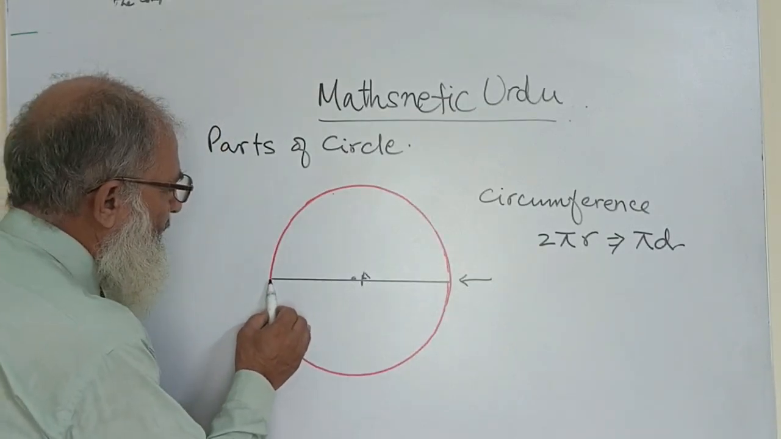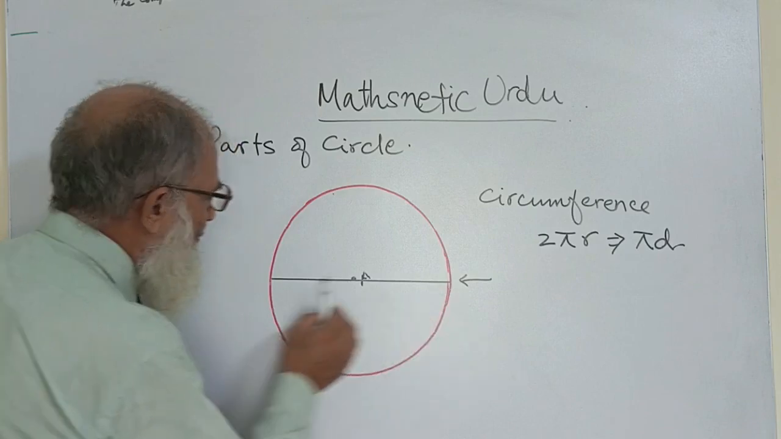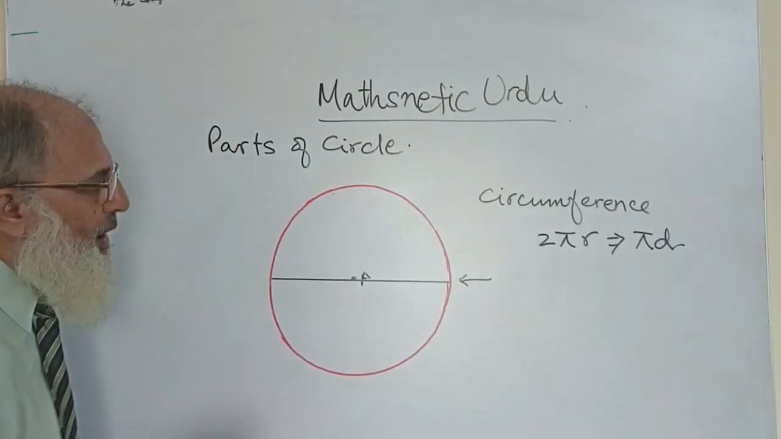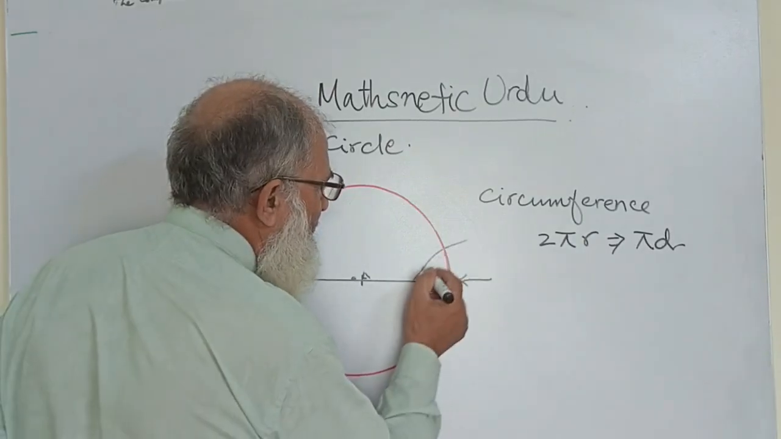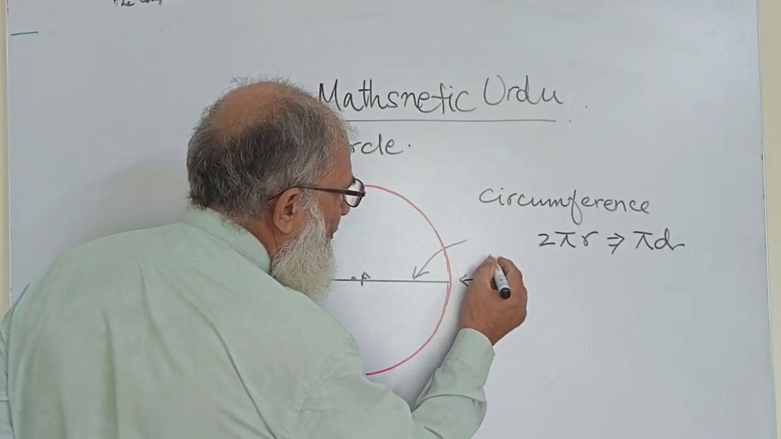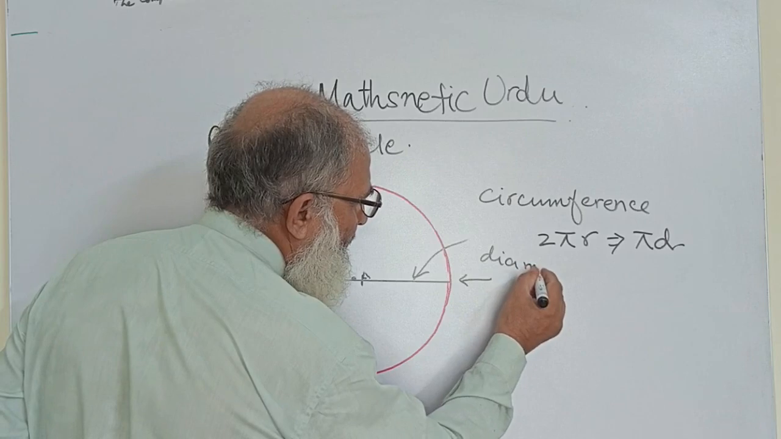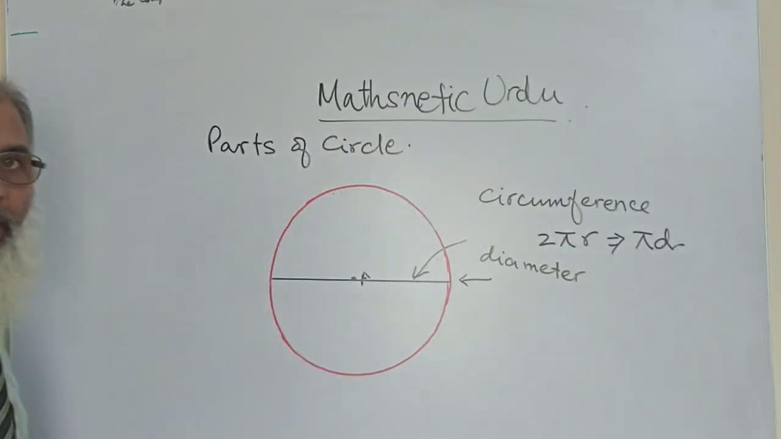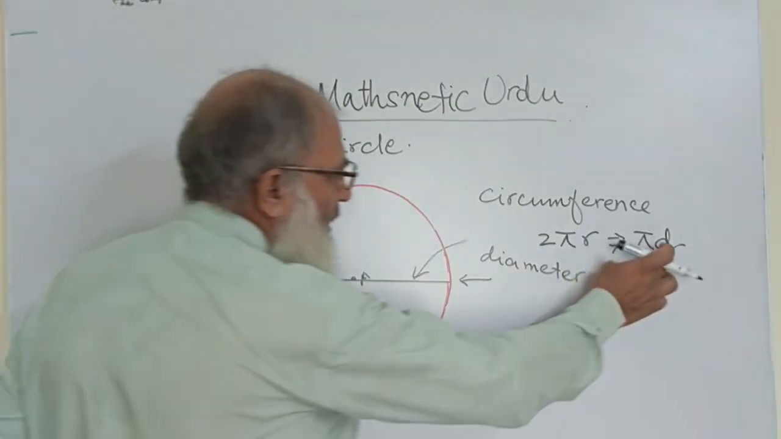Now it is a line which is touching the two ends of the circumference and passing through point P. It is called the diameter. What is it called? Diameter. D, which is denoted here with D.